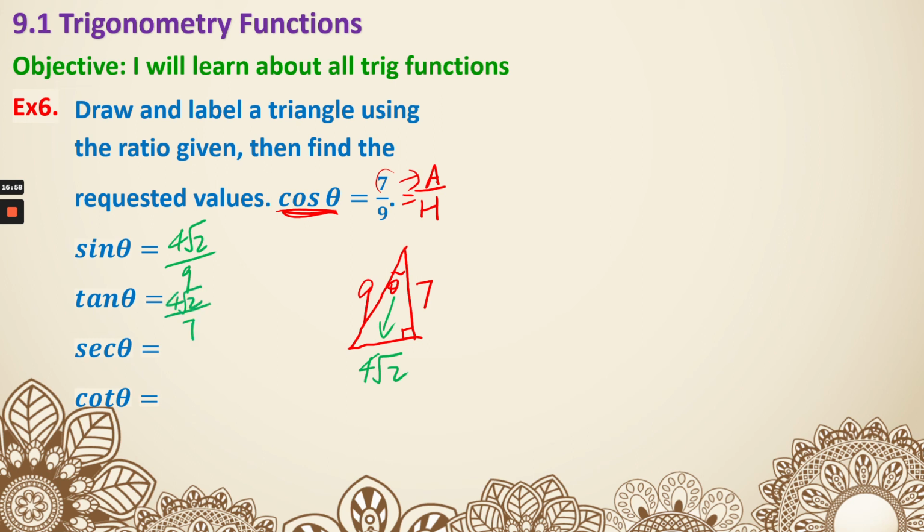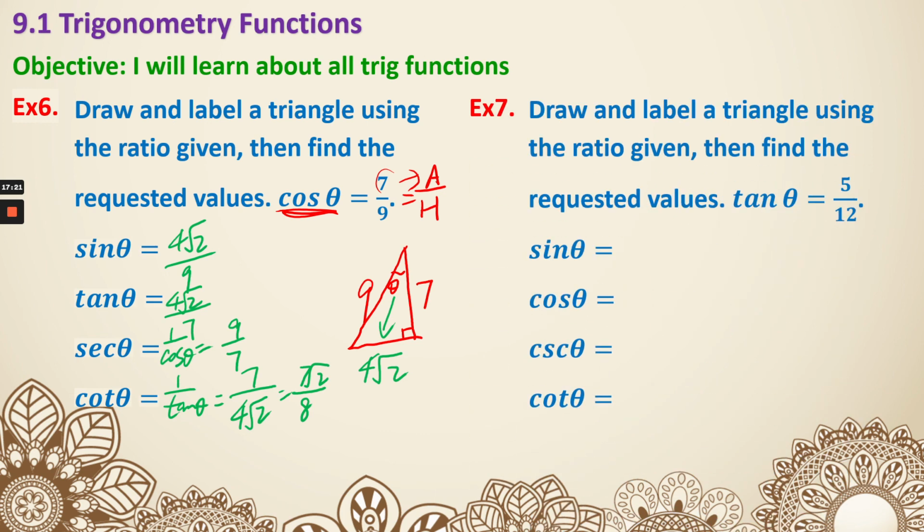Secant is actually 1 over cosine, which is 9 over 7. Cotangent is 1 over tangent, and our tangent is actually 4 square root of 2 over 7, so flip it: 7 over 4 square root of 2. Don't forget to simplify your radical. That is going to be 7 square root of 2 over 8. That's example 6. Example 7.